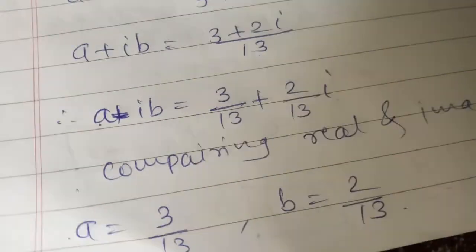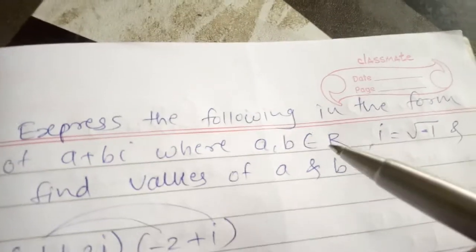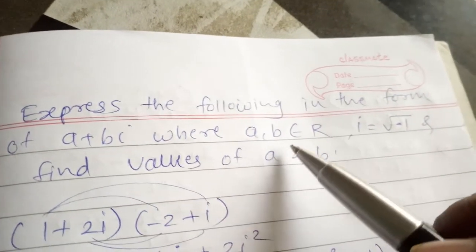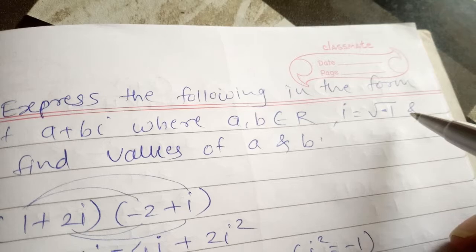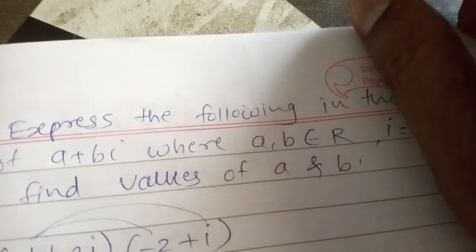So these are all about question number 3. Now we start with question number 4. So see what is the question. Question is, express the following in the form of a plus bi, where a, b belongs to R, and i is the root of minus 1, and find the values of a and b. So the question is again the same, but the pattern is different.